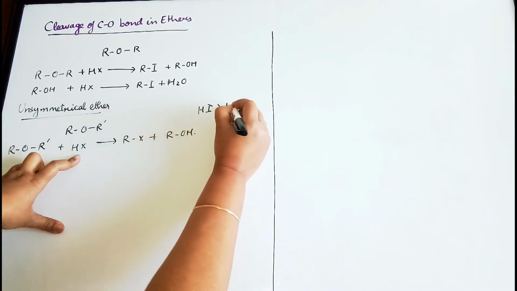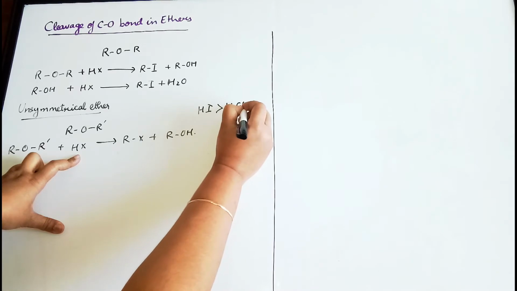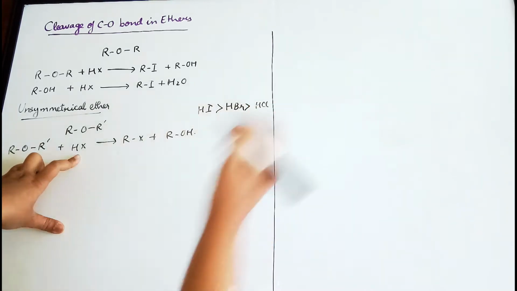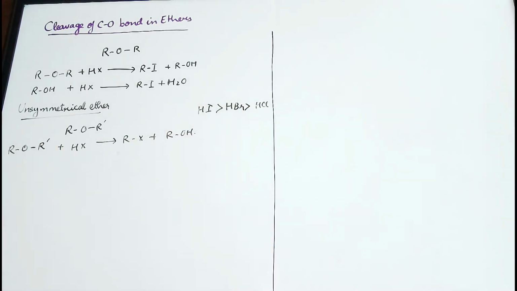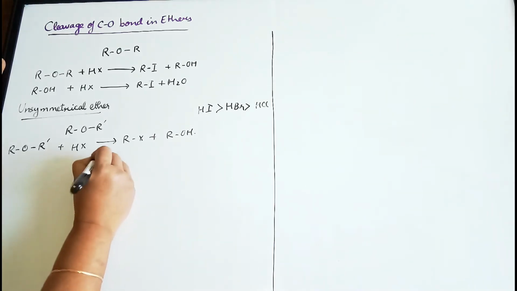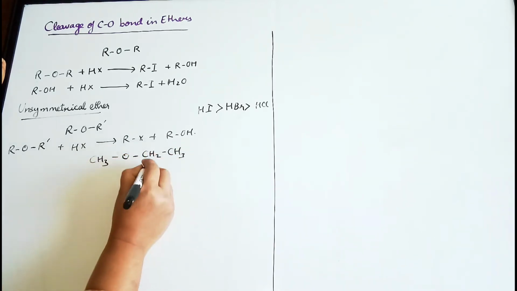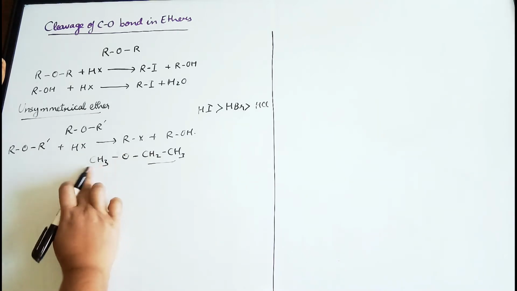Now remember, the order of reactivity in case of the hydrogen halide is that hydrogen iodide is more reactive than hydrogen bromide, which is more reactive than hydrogen chloride. In this case, the reaction takes place at a high concentration of the hydrogen halide and also at a high temperature. Now let's look at the mechanism. We are taking the example of an ethyl methyl ether, which is CH3OCH2CH3. So you have an ethyl group and a methyl group in this ether.